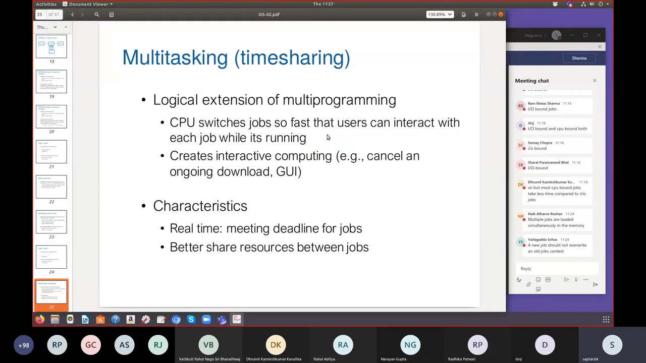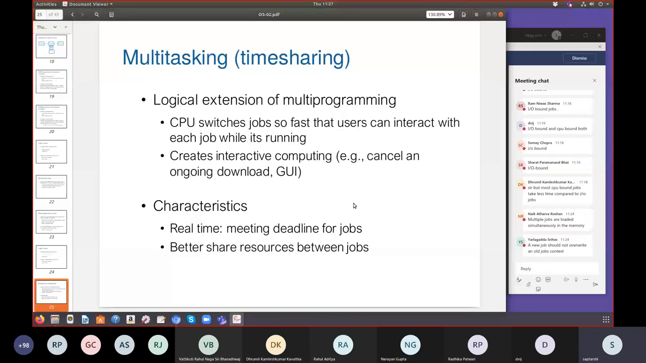Going back to that chess tournament analogy, just once more. There we were discussing how Viswanathan Anand can play 50 students. He can switch from one student to another so fast that every student feels that he is the only one playing with Anand. Similarly, the CPU can switch jobs so fast that every job or every user can feel that the CPU is dedicated to him or her, and they can actually interact with the program. So this is the logical extension of multiprogramming.